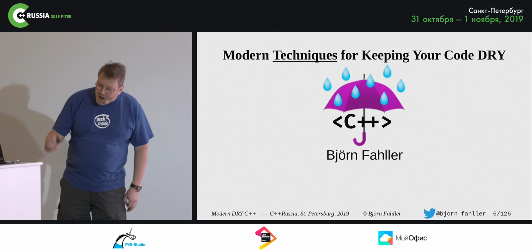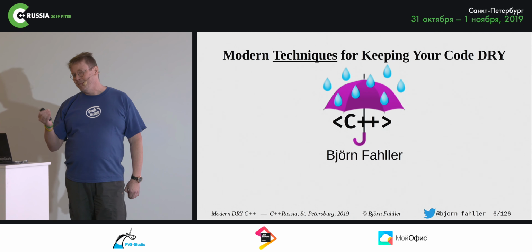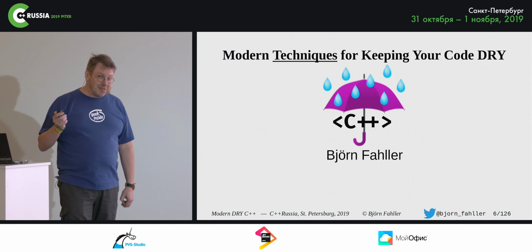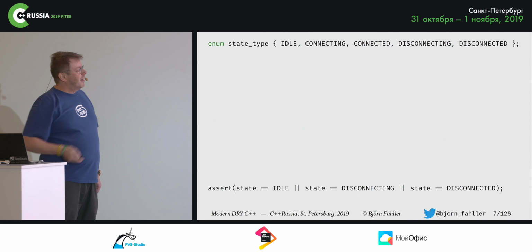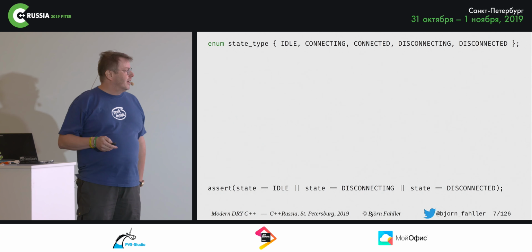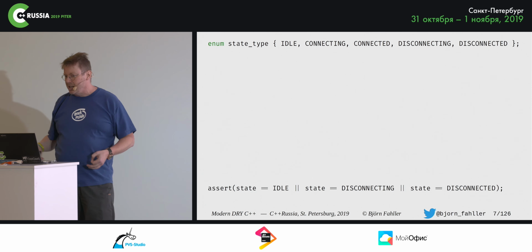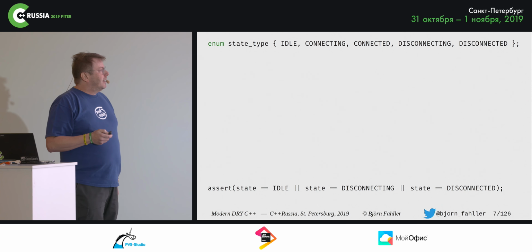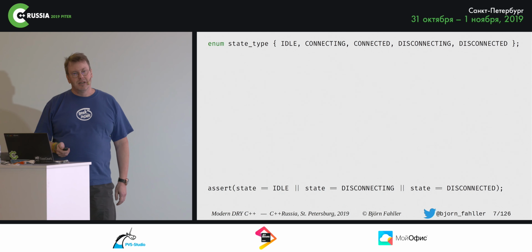So with that out of the way, the talk is about techniques. And I'm going to drive these techniques with an example that is arguably quite silly. Bear with me. It will hopefully be fun. The techniques are not silly, though. So we have this annoying assert(state == idle or state == disconnecting). I said I work with networking. What can we do about reducing the repetition here?